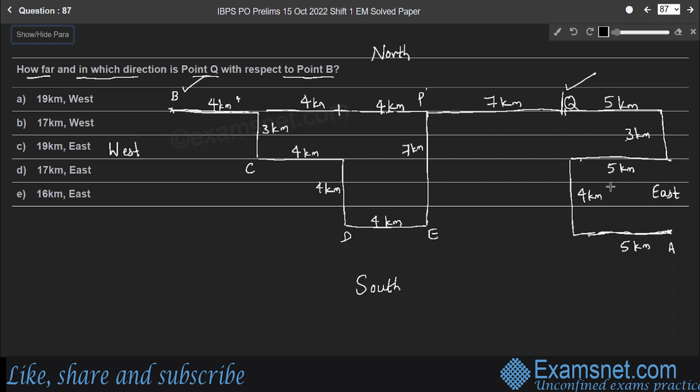So the distance between B and Q is 4 plus 4 plus 4 plus 7. 4 plus 4 plus 4 plus 7 is 19 kilometers, right? So point Q is 19 kilometers from point B. In which direction? In the east direction, right? Therefore, 19 kilometers east, option C is the right answer.